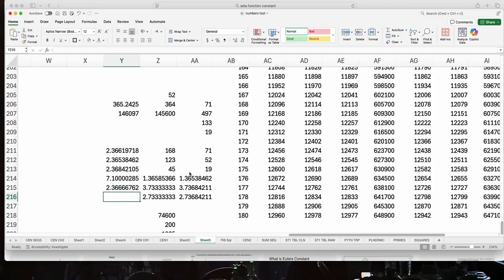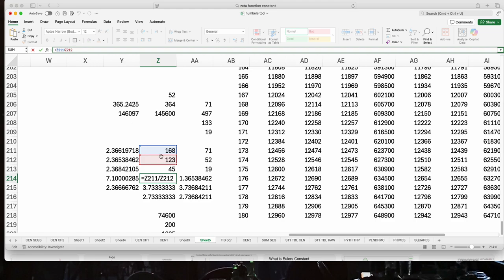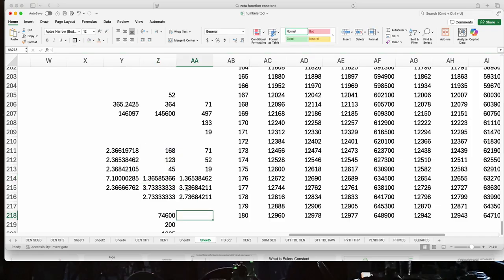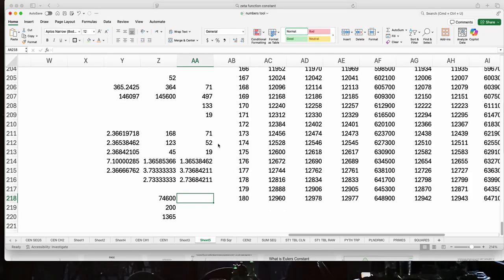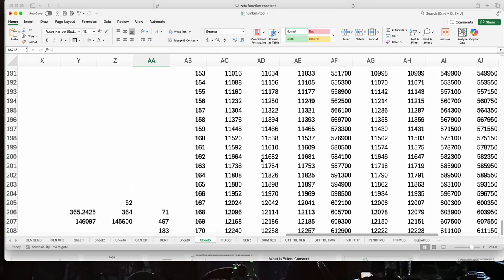What's that telling us? I don't know, but it seems relevant that again, right here we're looking at some of these different relationships. So 168 to 123 as 71 to 52. So we're looking at comparing the ratios to all these things. Interesting that that happens at 168.